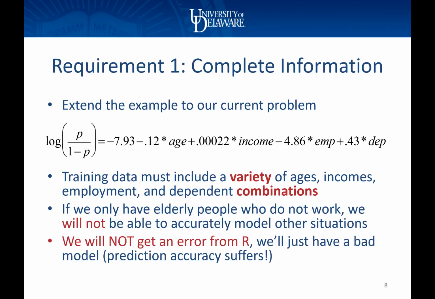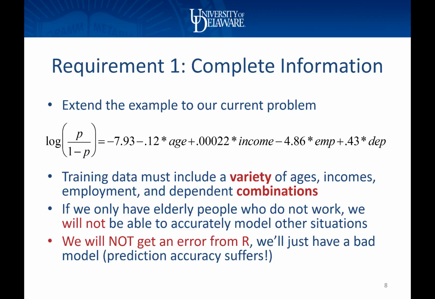Now, the interesting thing about complete information is that R is not going to generate an error if we don't have complete information. We're just going to have a bad model. In the next section about prediction, we'll be able to tell more about detecting when we have a bad model. But for now, just know that we really need to make sure that we have a good representative sample. Now, how do I tell if I do? Well, this problem is incredibly complicated.